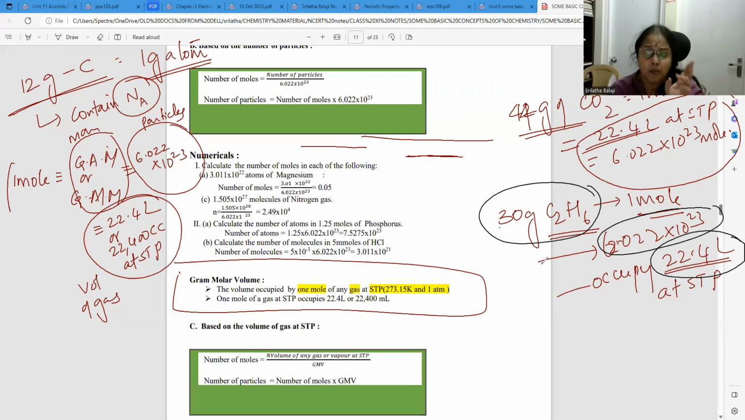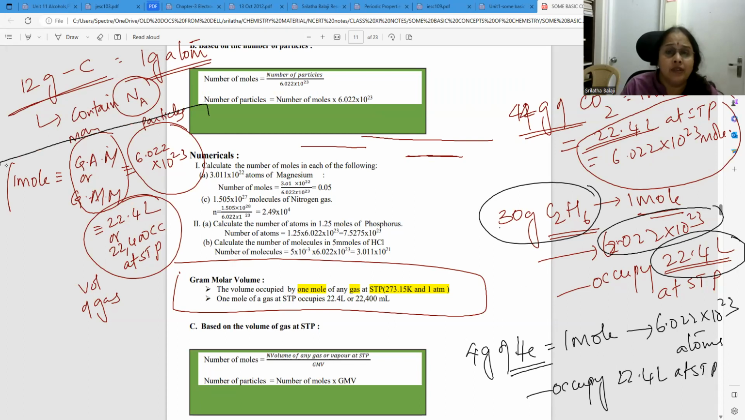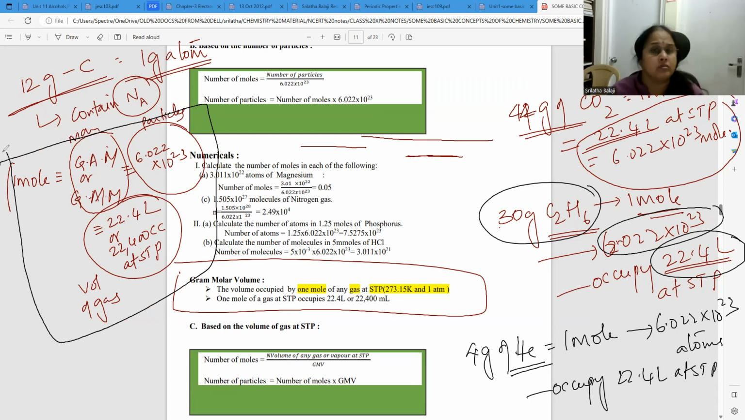What does a mole represent? A mole in terms of mass, in terms of particles, atoms or molecules, in terms of volume. So these are all molecules you saw. Just another example. Let me take 4 grams of helium. What is 4 grams of helium? This is 1 mole of helium. And how many atoms are present? Because it's an inert gas, it will have only atoms. This will contain Avogadro number of atoms of helium, and this will occupy 22.4 liters at STP.